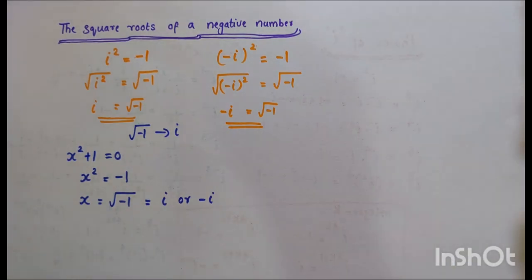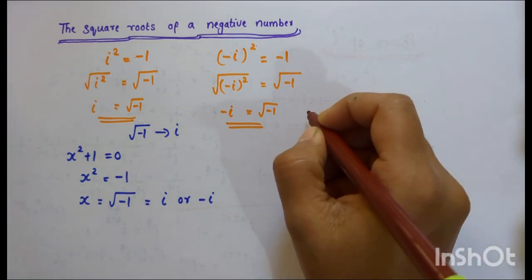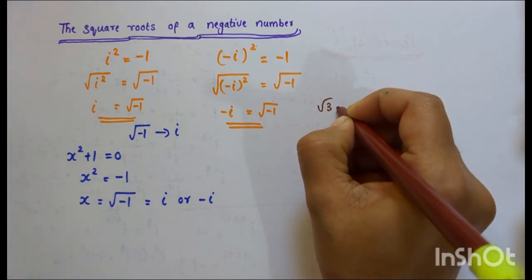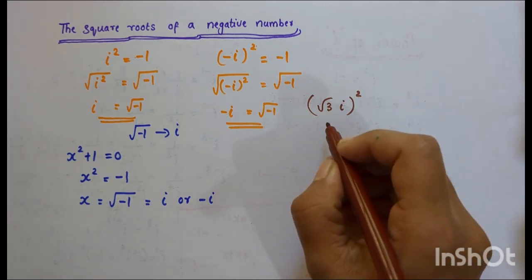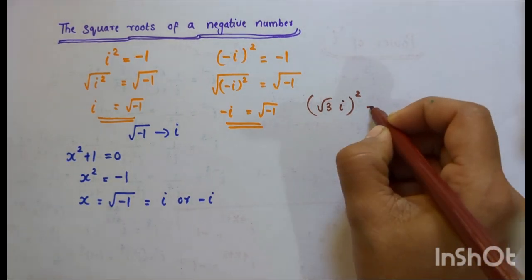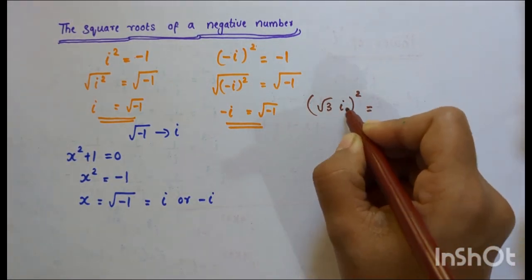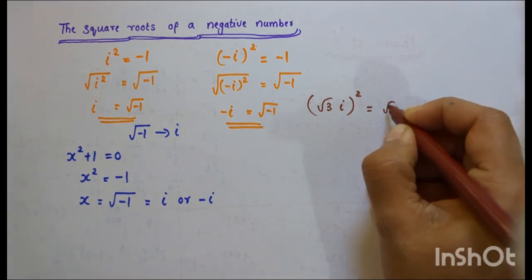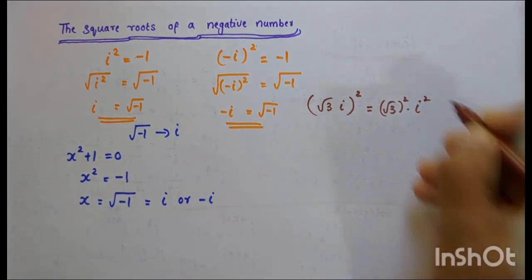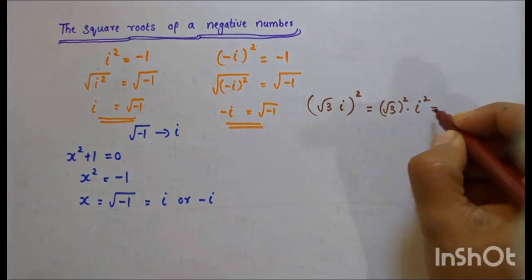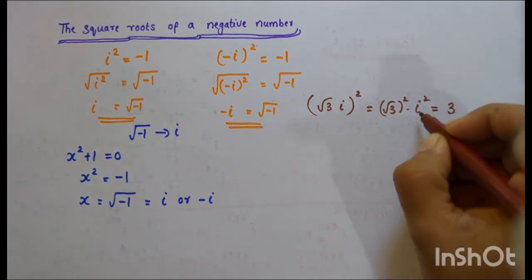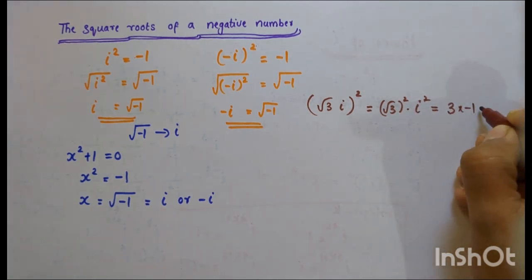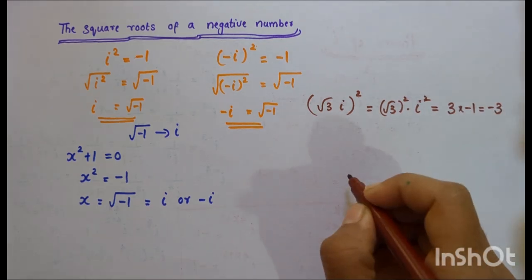Similarly, consider (root 3 i) all square. It can be written as (root 3) square into i square. Root 3 square is root 3 into root 3, which is 3. I square is minus 1. So this is equal to minus 3.